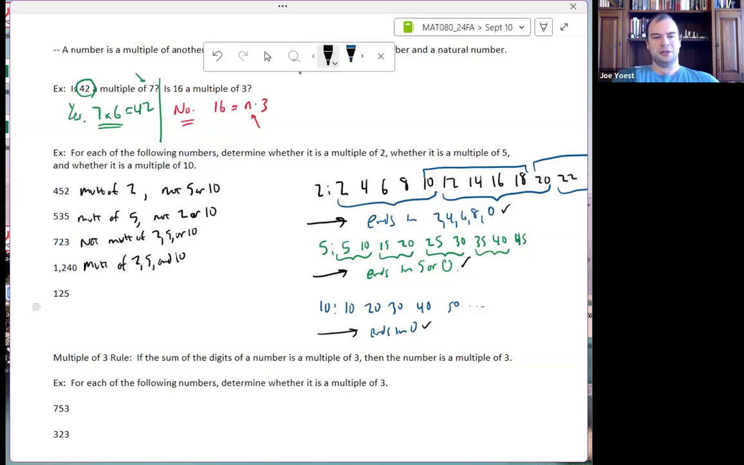And then lastly, 125 does not end in 2, 4, 6, 8, or 0, so it's not a multiple of 2. It does end in 5, so it's a multiple of 5. And it does not end in 0, so it's not a multiple of 10. And maybe to make these a little easier for you to read, I'll circle in green the ones that it is a multiple of.